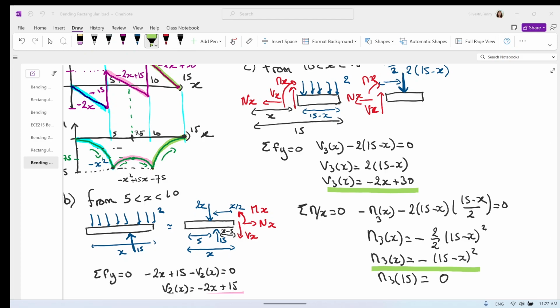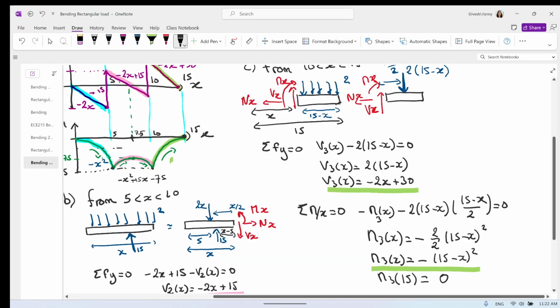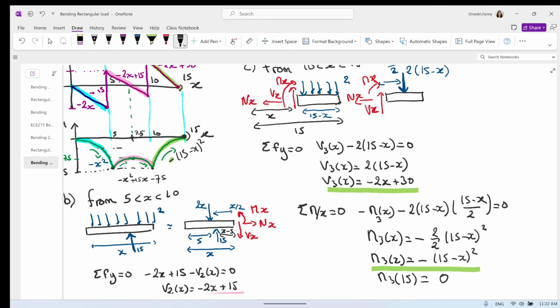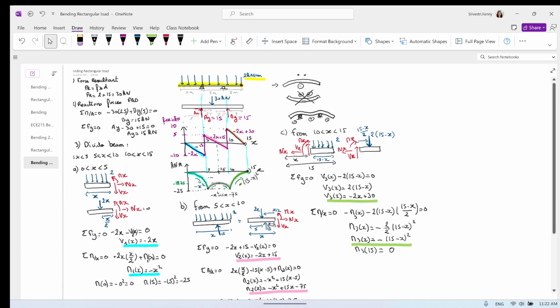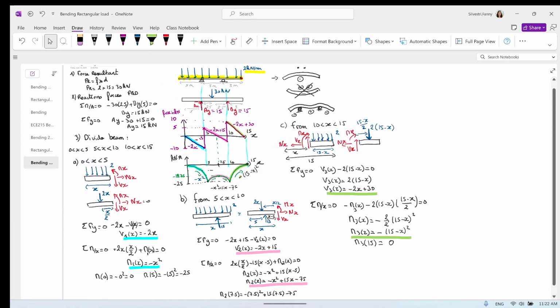And I can write it there. Minus 15 minus x squared. I recommend to take the time to take your calculator and draw those functions, if possible, from 0 to 5, 5 to 10, 10 to 15, that will be easier. Or you can use any online software. That will be a very good way to check that your equations make sense.